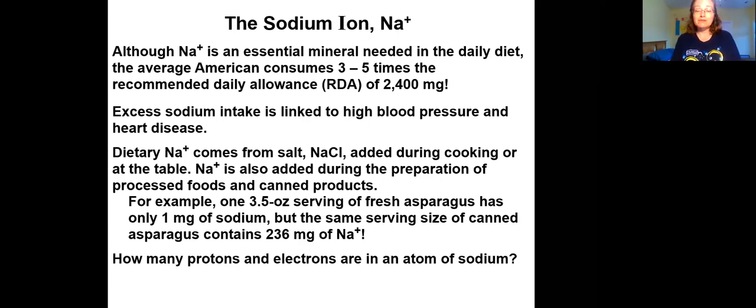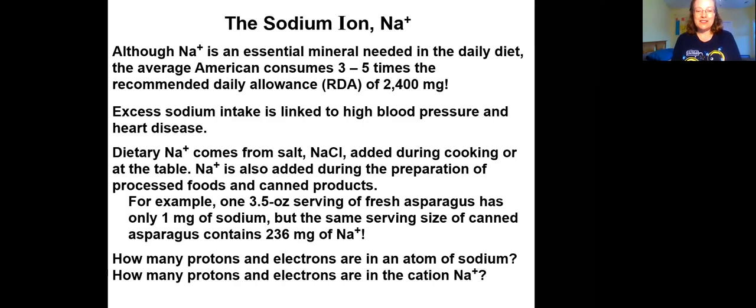I want you to find out how many protons and electrons are in an atom of sodium, and how many protons and electrons are in the cation, sodium +1, and what sodium's nearest noble gas is. I'm going to pause the recording. I want you to work on these answers, and then when I come back, I'll be on my doc cam so we can go through the answers together.